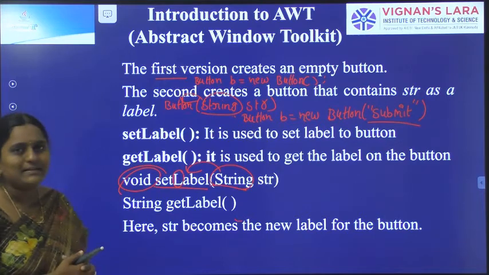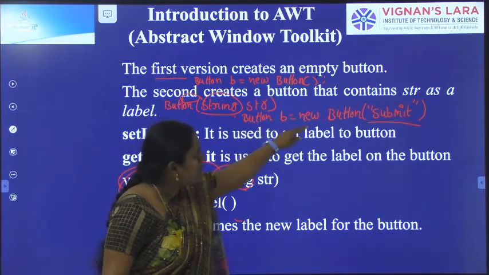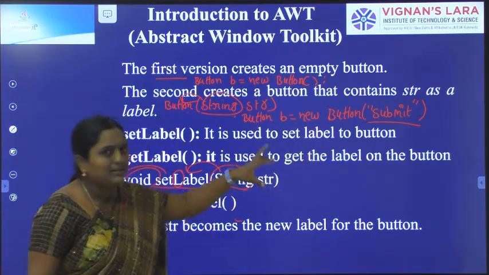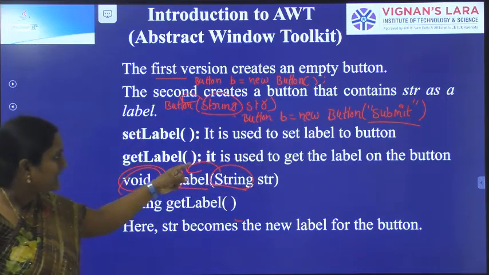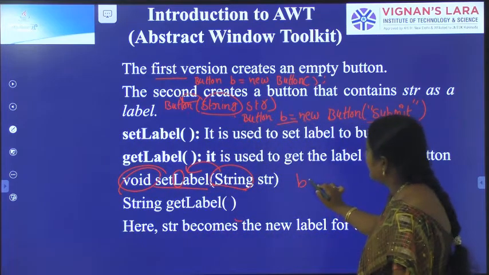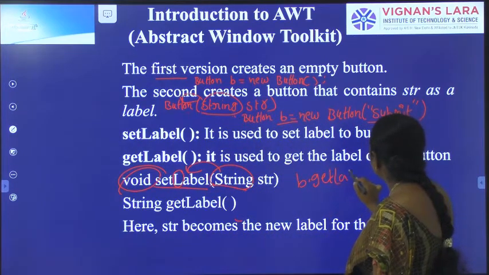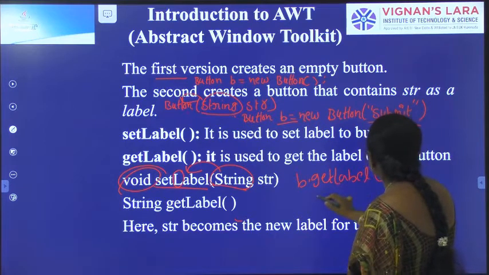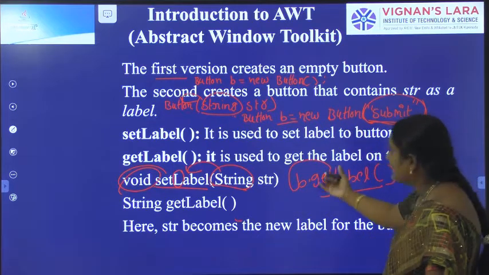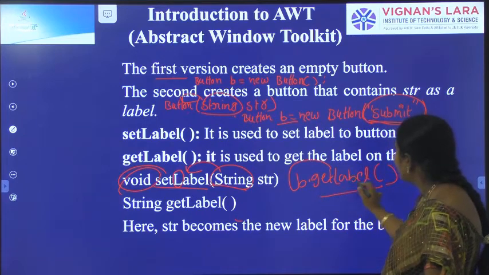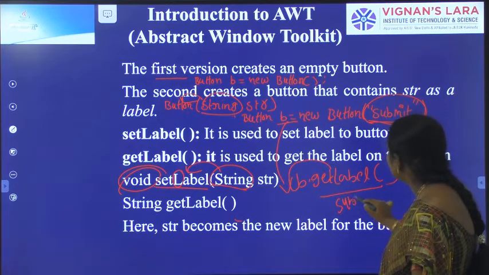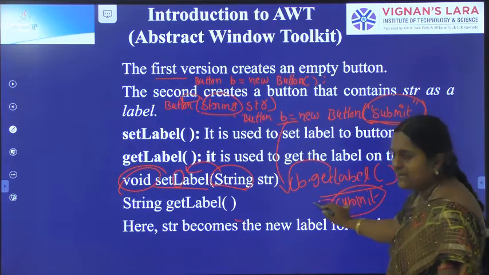Suppose I create an object of the Button class: Button b = new Button("Submit"). It will create a button with the label Submit, which is supplied as an argument to the Button class. Now with the help of this object, I am calling b.getLabel(). The getLabel method returns the String type, meaning the label supplied to the Button class is returned. So whenever I call b.getLabel() with the Button object reference, it returns Submit, which is a String.